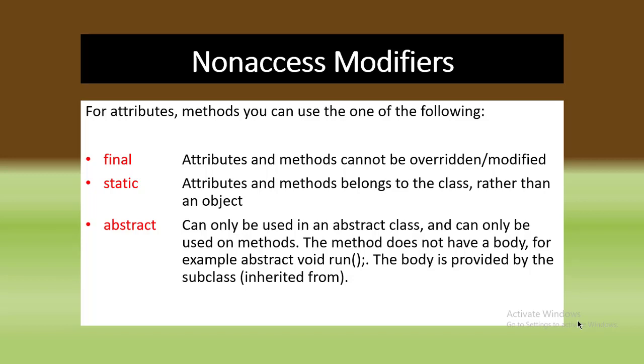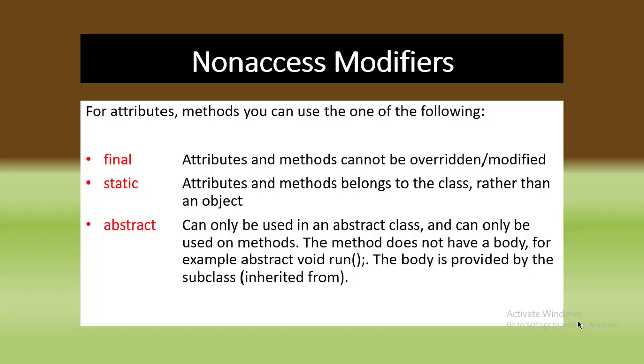Static attributes belong to the class. Static methods belong to the class. This static attribute and method does not belong to an object. When we create static variables, static attributes, or static methods, they belong to the class. We can access these static attributes, methods, and variables everywhere without creating an object of the class.